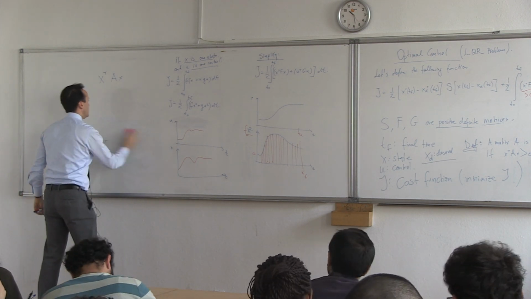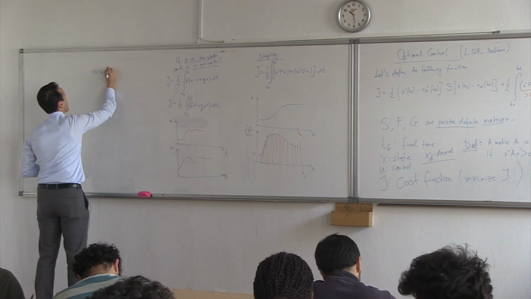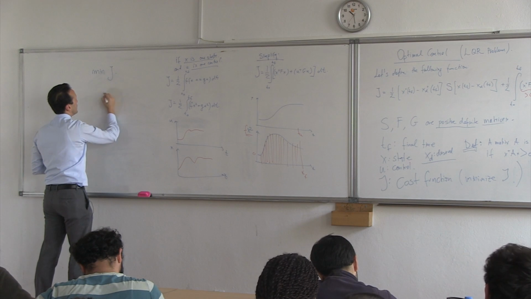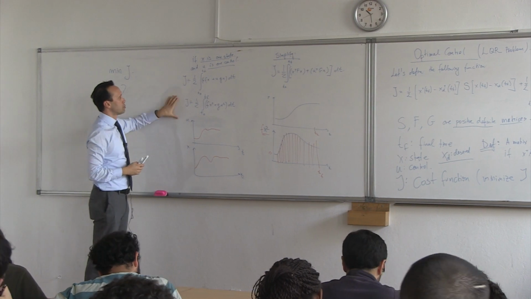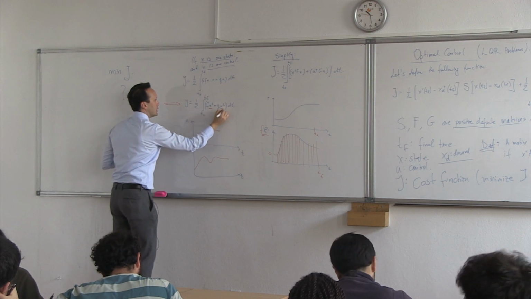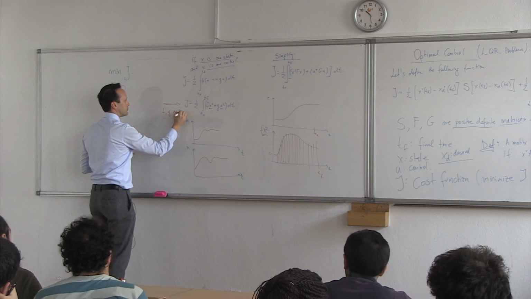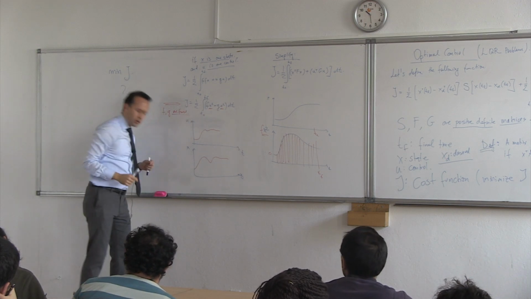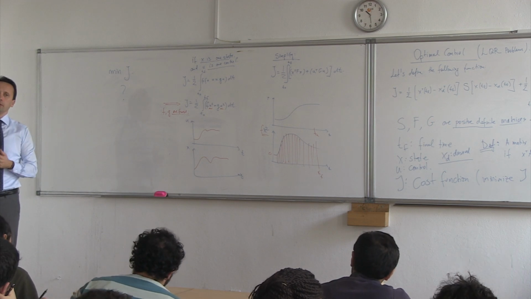So if I would tell you I would like to minimize J, what does it mean? If I would tell you I would like to minimize J for this problem, what would it mean for x and u, given that f and g are fixed? They are fixed numbers. The variables are x and u, and I would like to minimize J. What does it mean to the problem?